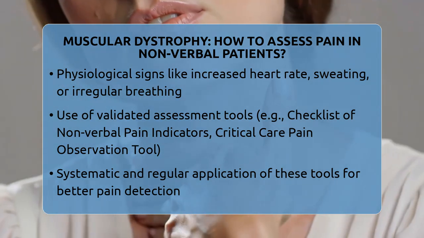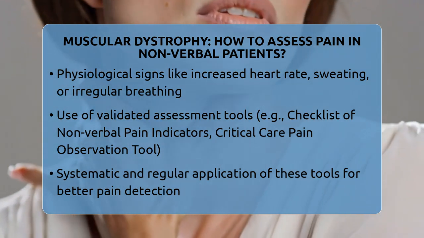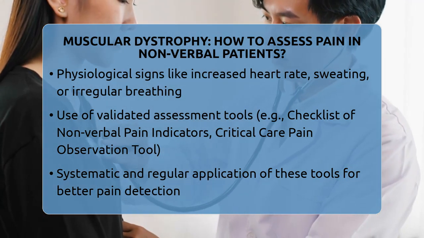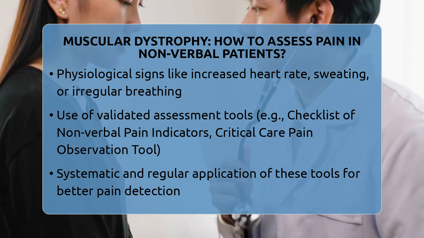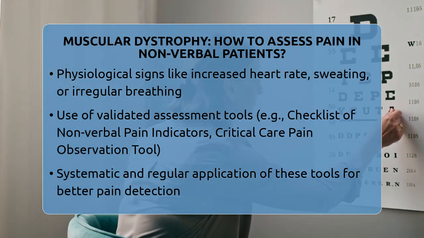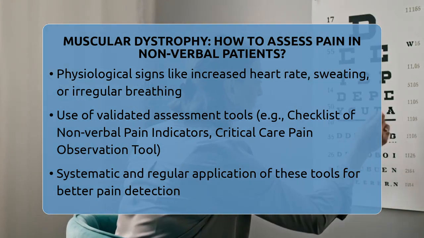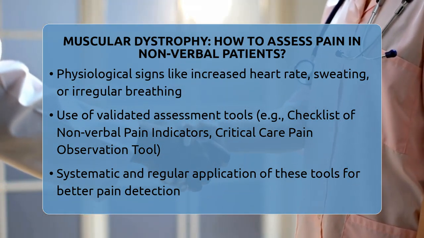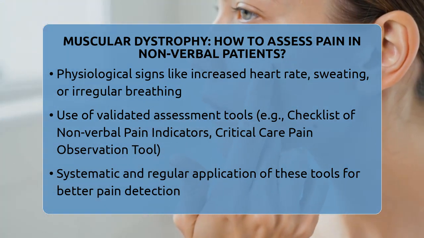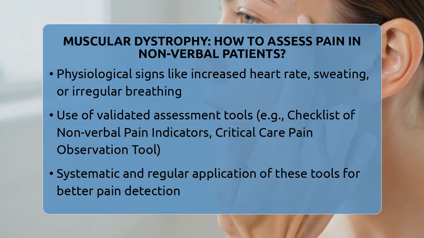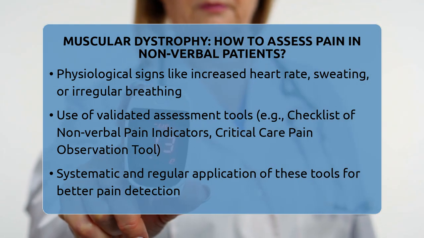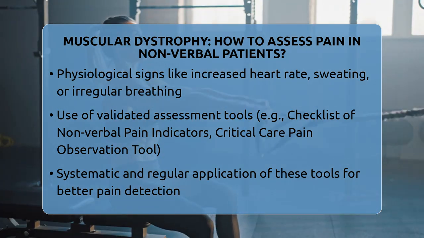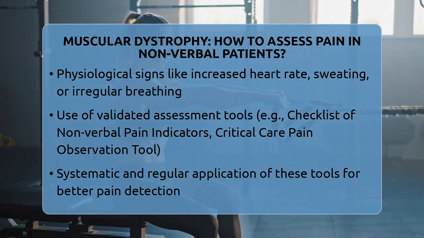To make this process more standardized, healthcare providers often use validated tools designed for nonverbal or cognitively impaired patients. The checklist of nonverbal pain indicators looks at behaviors like vocalizations, facial grimacing, guarding, rubbing, and restlessness, scoring them to estimate pain intensity. The Critical Care Pain Observation Tool evaluates facial expressions, body movements, muscle tension, and breathing, offering a detailed picture of pain especially in patients with severe physical limitations.